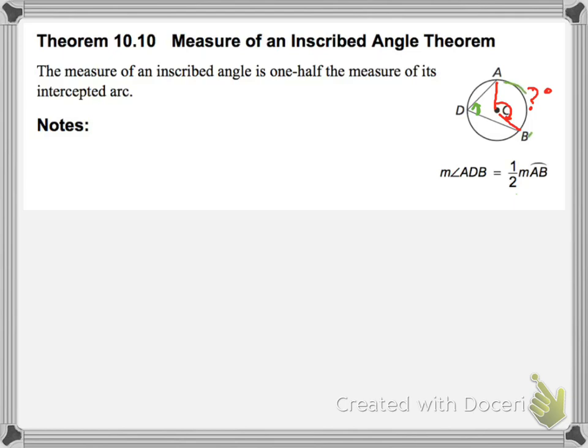Whatever this arc measure is in degrees, this angle measure is going to be 1/2 of that. So the measure of angle ADB, from A to D to B, that yellow angle, is going to be 1/2 the measure of this arc right there. We find the measure of that arc, we take half of it, and we get the measure of that inscribed angle.